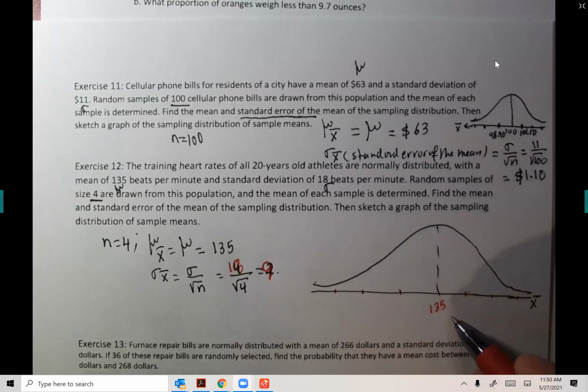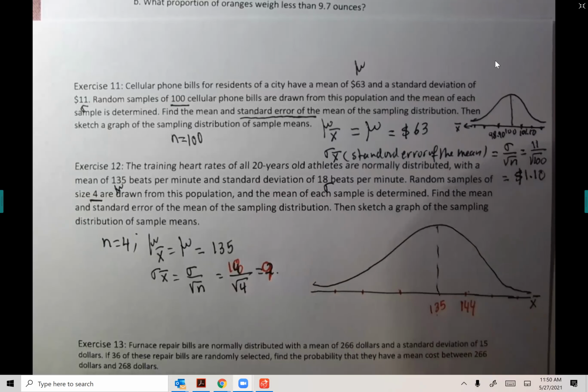Now you should know. 135, what goes next? Plus what? Decide, plus 9 or plus 18? 9. We're working with X bar now, guys. Still large, but better than 18. So 144.